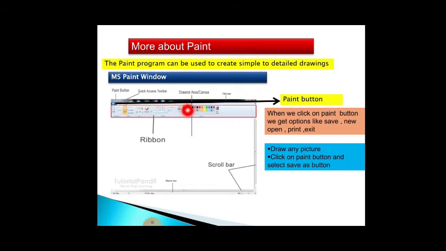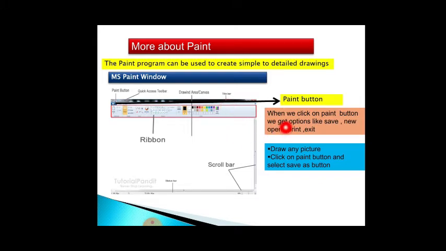Next is the drawing area, or canvas. Here this is the drawing area, where you are going to draw some diagrams or drawings, and it is also called the canvas area. And this is the title bar. As the name itself suggests, you are going to give some name to your drawing. That is nothing but the title.